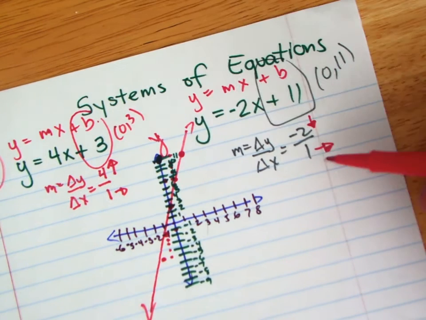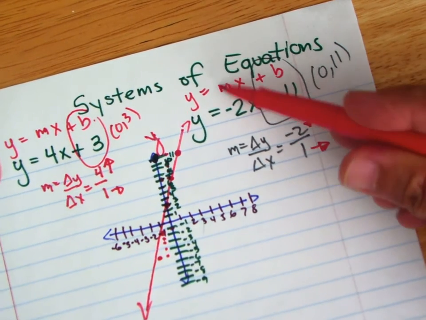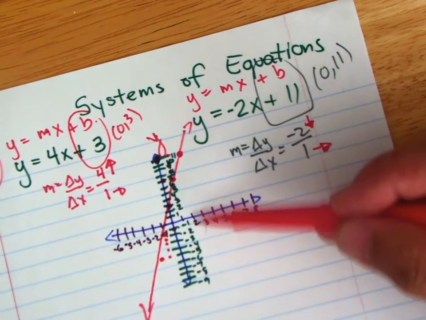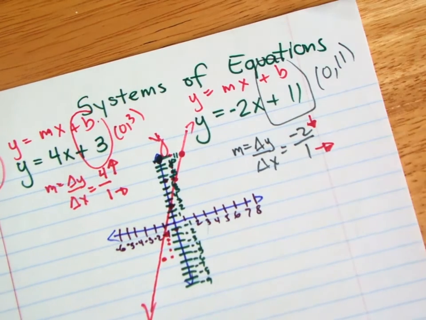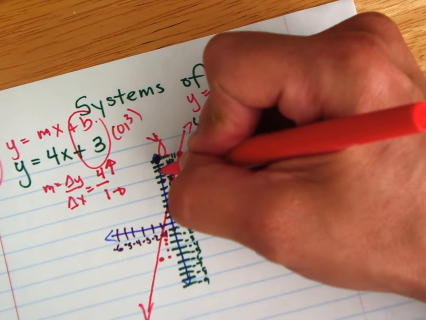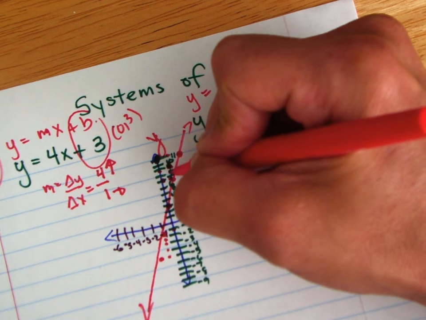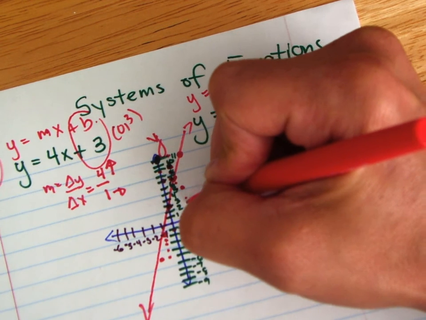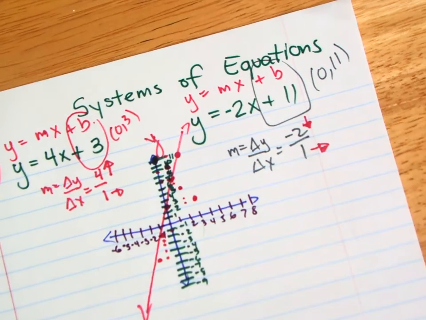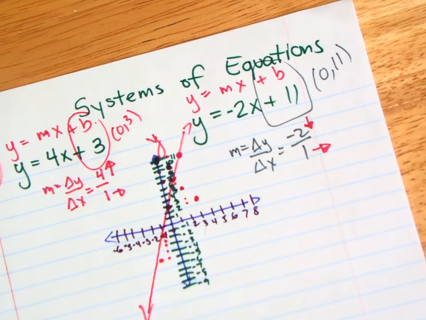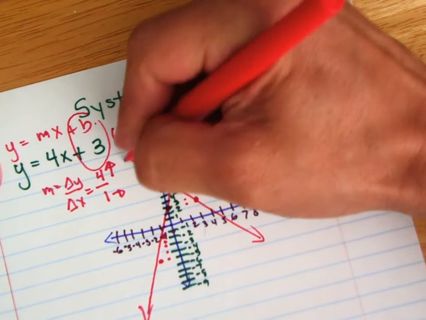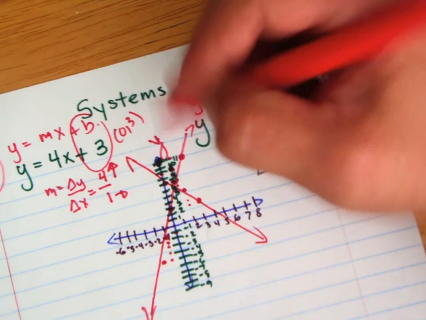So now we're going to go ahead and graph it. Ready? We're going to move it. It's a slope. So negative 2 over 1: down 2, 1 to the right. Ready? Go. 1, 2, 1. All right, so basically that's what it is. It's a graph, and there's your point of intersection right there.